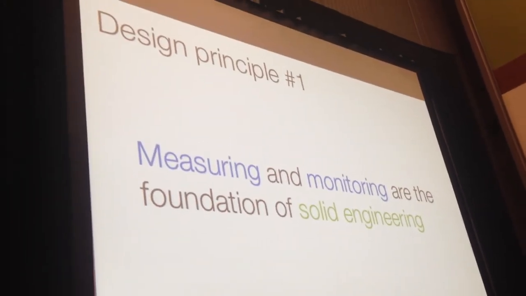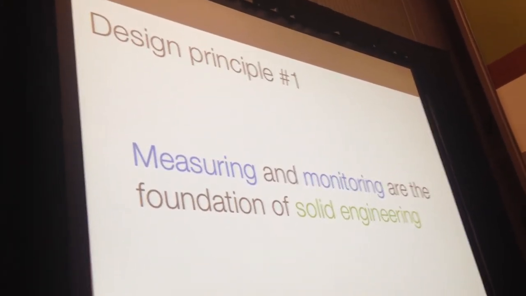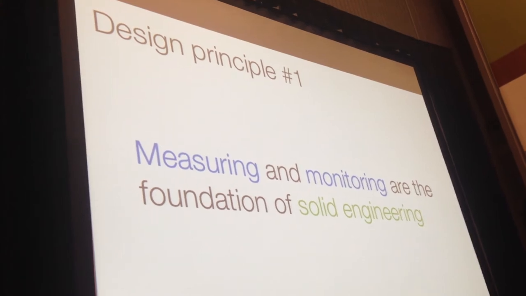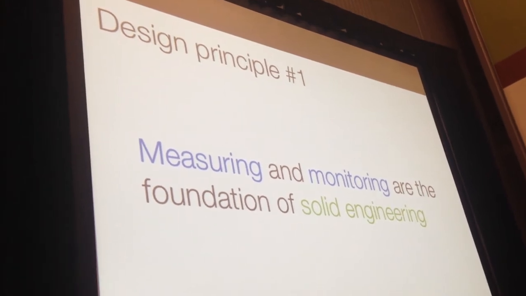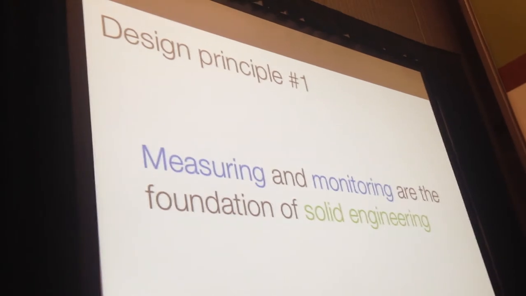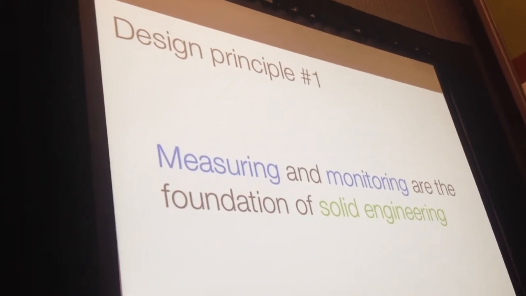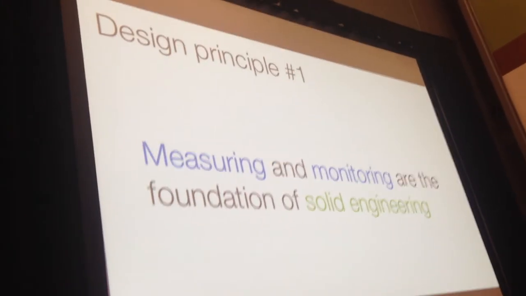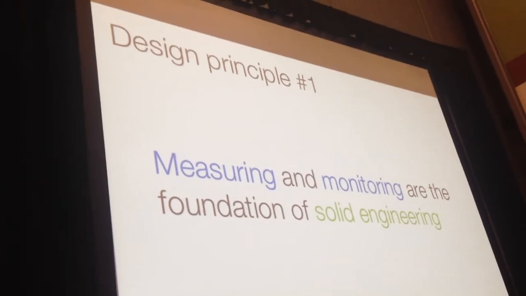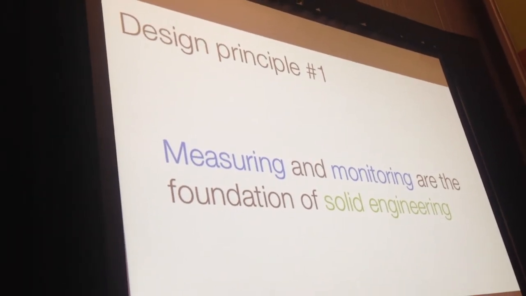So there are a number of design principles that emerge when you embrace that your code is wrong. I want to go through a few of these. The first I want to talk about is that measuring and monitoring your software are the foundation of solid engineering. You cannot possibly improve your software without an understanding of the conditions in which it works and in which it doesn't work.